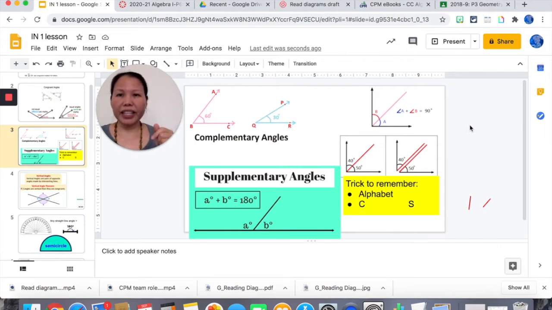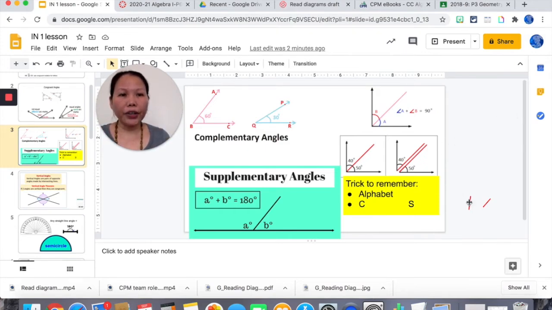So the trick is that alphabetically, the C comes before the S, right? So C is the 90 degrees, and then the S is 180 degrees, which is a little bit bigger. You can use alphabetical order to remember 90 or 180, which of the angles matches which word.